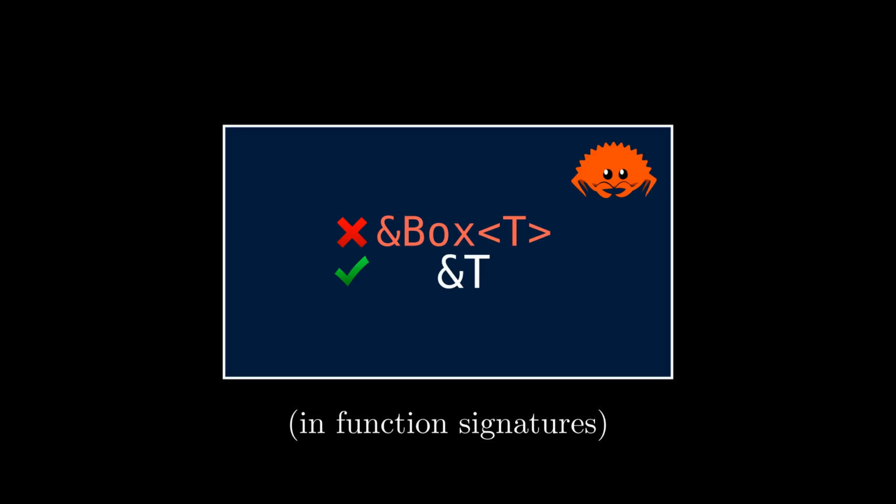In short, never return an immutable reference to the container you're using to hold something when you can return a reference to the thing itself. This makes your APIs more flexible and better abstracted.